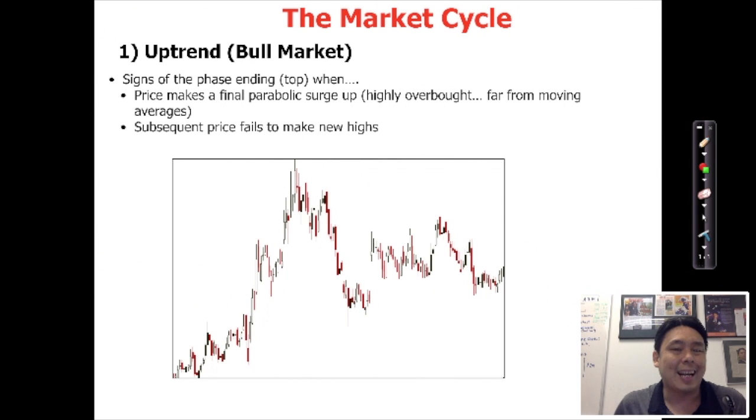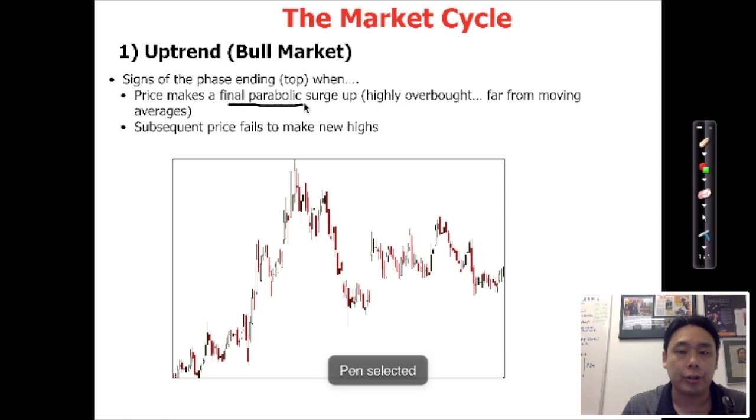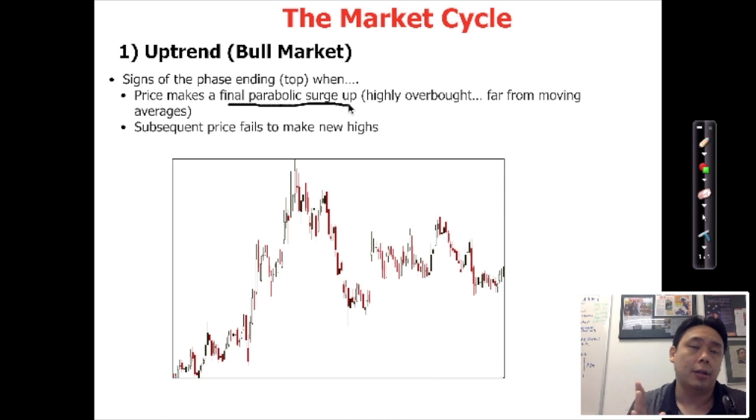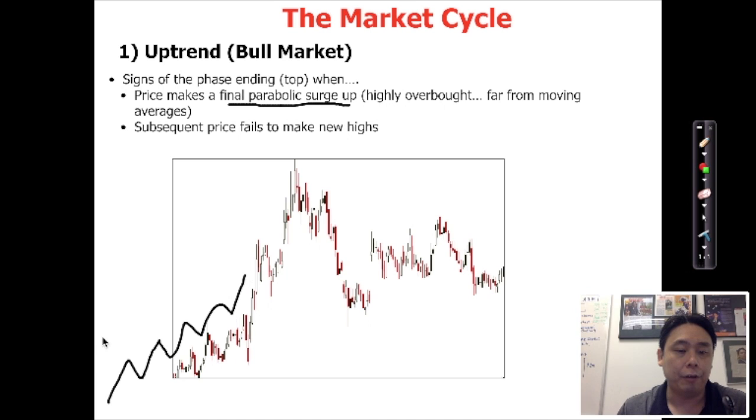Now, when does an uptrend end? An uptrend phase usually ends when the price makes a final parabolic surge. So what does parabolic mean? Parabolic means going up almost 90 degrees when the market is euphoric and they think that the price will go up forever, and that's when the late retailers come in and push it up to unrealistic and unsustainable highs. So usually on a healthy uptrend, you see the price going up like that at a 45-degree angle.